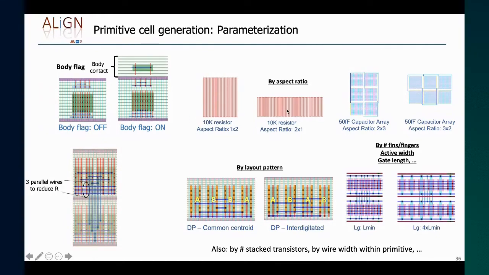This is a poly resistor that you can see. It can be built with this aspect ratio or this. This flexibility is really important for getting compact placements and low parasitics. Similarly, for capacitive arrays, we can change the dimension of the array, the number of sub-building blocks in the array.